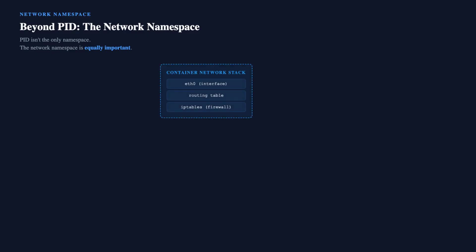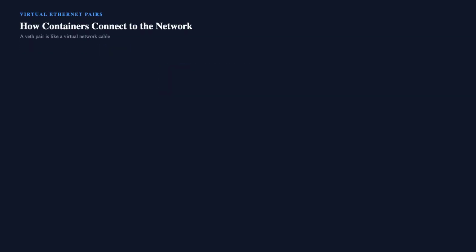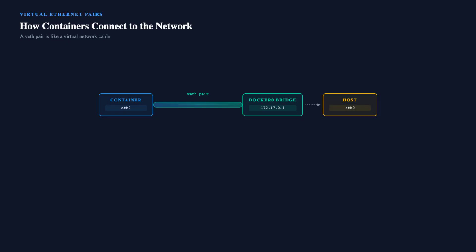PID isn't the only namespace. The network namespace is equally important. Each container gets its own complete network stack, its own interfaces, routing tables, and firewall rules, but it still needs to communicate with the outside world. Docker solves this with virtual Ethernet pairs. Think of a veth pair as a virtual network cable. One end sits inside the container as eth0. The other end connects to a bridge on the host called docker0. Packets flow through this pipe in both directions.